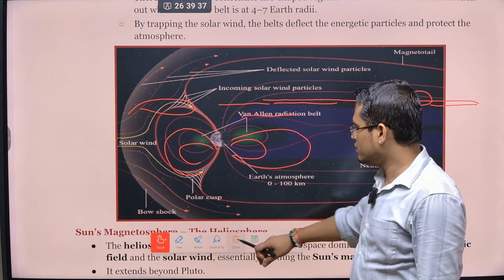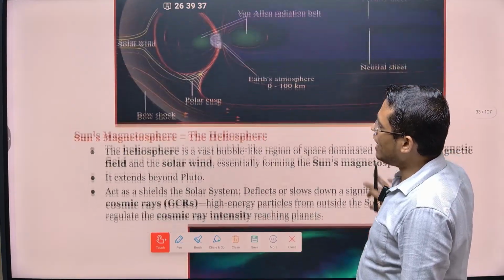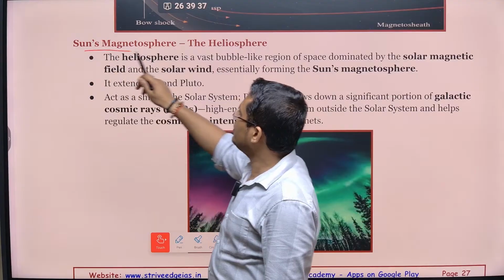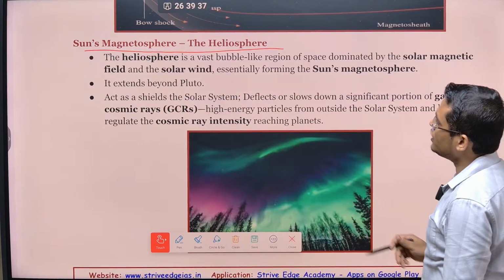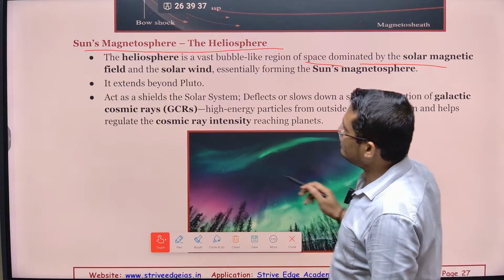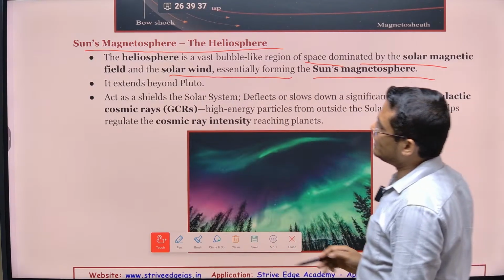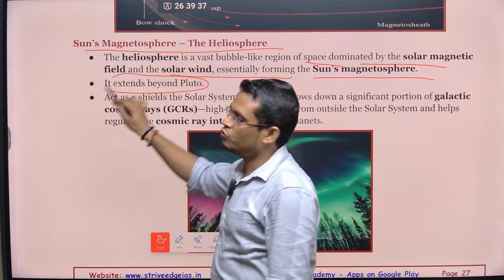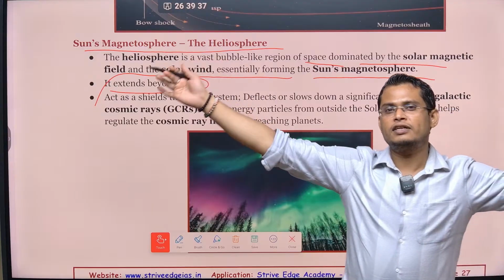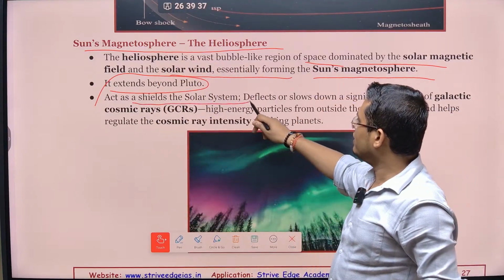So if it is clear, the Sun's magnetosphere. Just like the Earth has its magnetosphere, the Sun also has its magnetosphere. What do we call it? Heliosphere. The heliosphere is a vast bubble-like region of space dominated by the solar magnetic field and solar winds, essentially forming the Sun's magnetosphere. It extends beyond Pluto. The Sun's magnetic field is so vast that it reaches beyond Pluto. So it acts as a shield for the solar system.